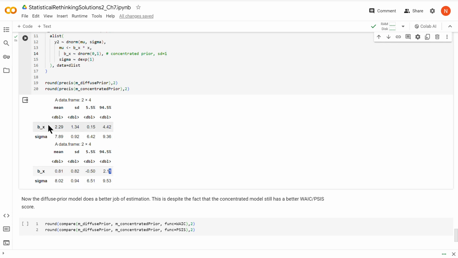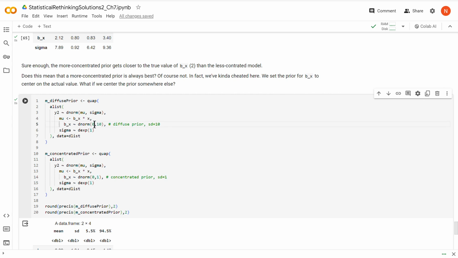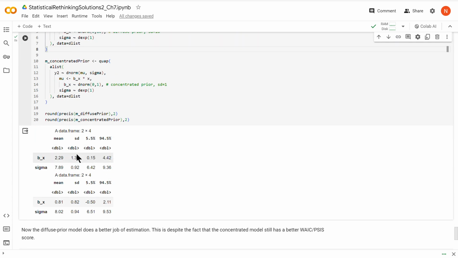But also notice, and this isn't the same in every run, but in most runs, that the beta x from the more permissive prior, the more diffuse prior, does get closer to the actual value with the off-centered prior, and that's because it was allowed to explore more of the possibility space. So in this case, the prediction from the first model, from the diffuse prior, does better.